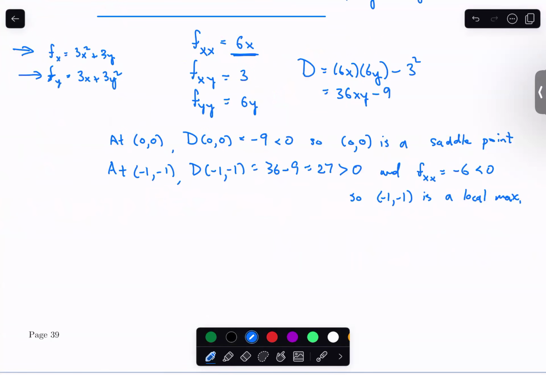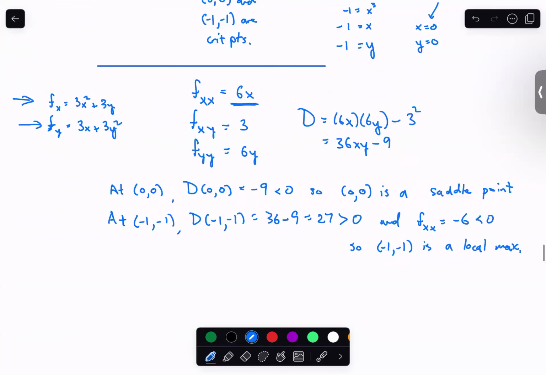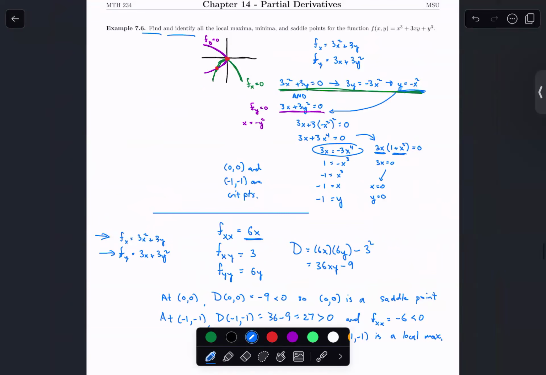All right, so I have found and classified both of our critical points. You can see that these things do get harder with more complicated functions. The system of equations is more difficult, and everything's stepped up a little bit. Question, yeah.